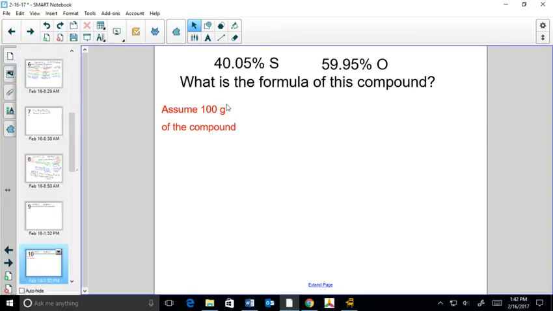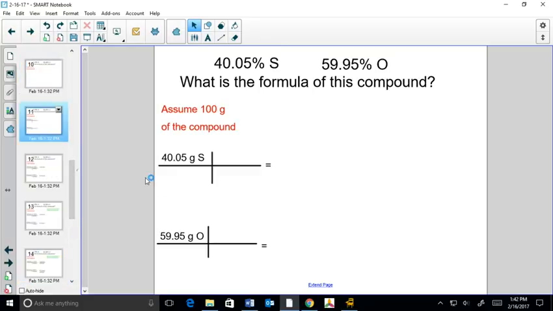When I assume I have 100 grams, since 40% of that is sulfur, I can have 40 grams of sulfur. Since 59% of that's oxygen, I can take that 100 grams and it can now be 59 grams of oxygen. So those are my two numbers I'm going to start with. And I can't begin this problem unless I assume I have 100 grams of this.